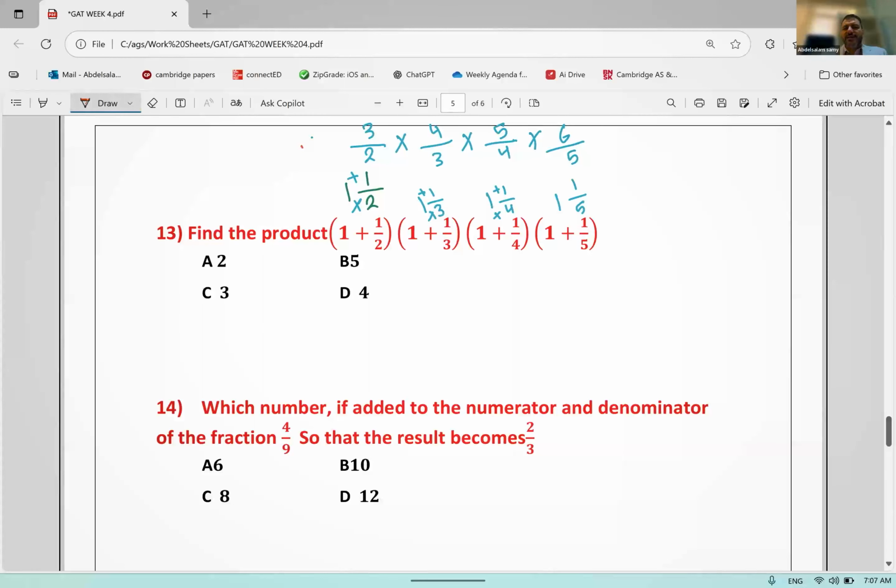Again, let's start the beauty of math. Let's see. Cancel 3, cancel 3. Cancel 4, cancel 4. Cancel 5, cancel 5. So only I have 6 divided by 2, which is equal to 3, and we finish.